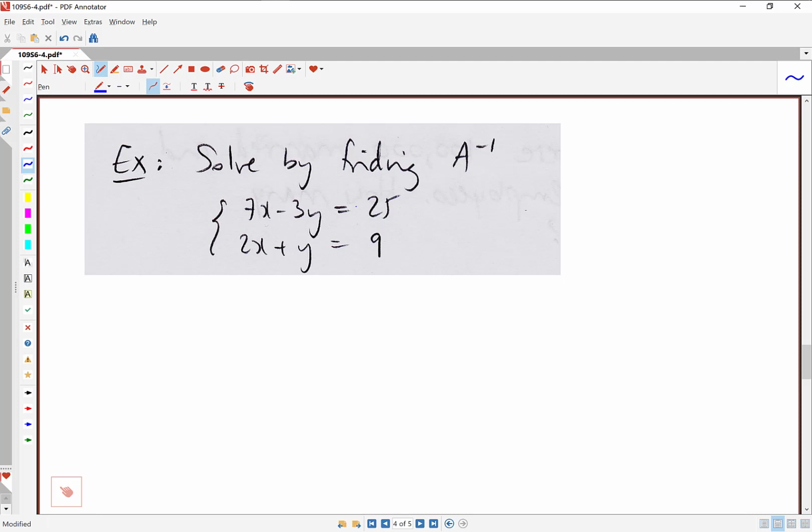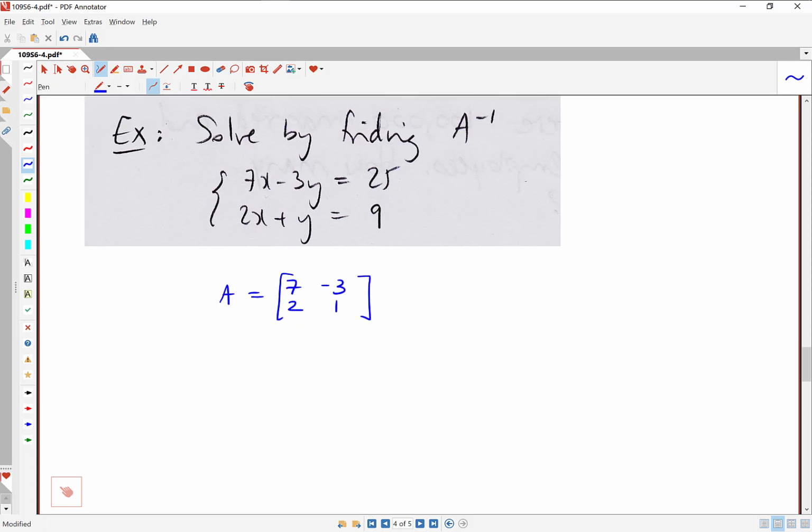So here's the classic type of problem for this section. It's going to ask us to solve the following system of equations by finding A inverse. So first thing we should do is just pick out our coefficient matrix from the problem. So pulling out the coefficients in the order they're written, 7, -3, 2, 1. So that's our matrix A.